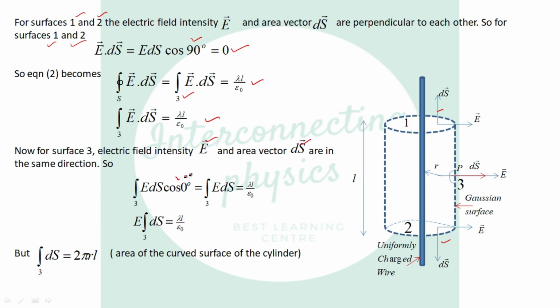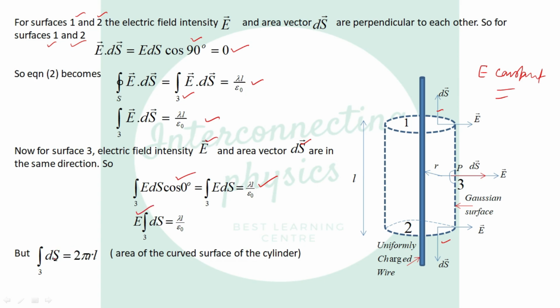So we write cos 0 degree and the result is integration of E ds equal to lambda L over epsilon naught. Now you know what is a Gaussian surface? Gaussian surface is the surface at every point of which, due to symmetry, the value of electric field is the same, meaning constant.